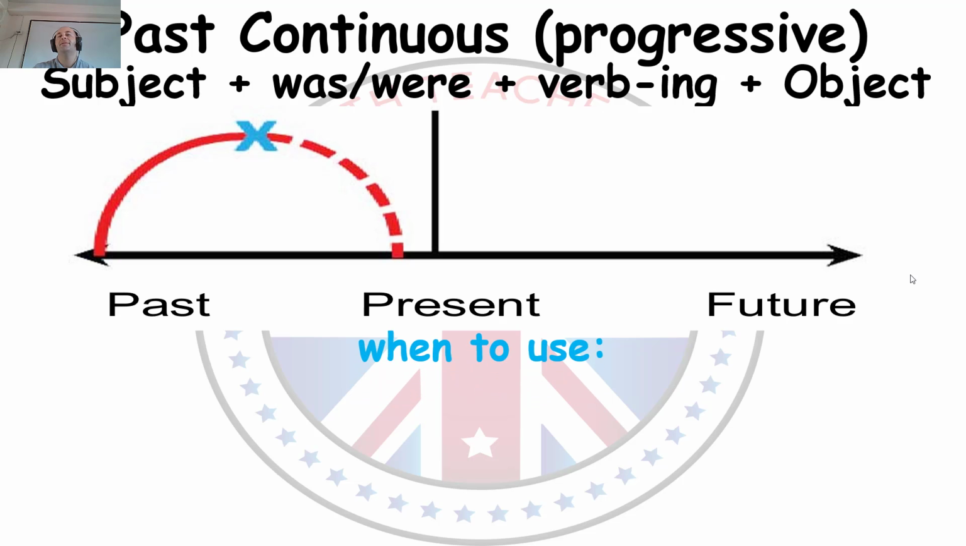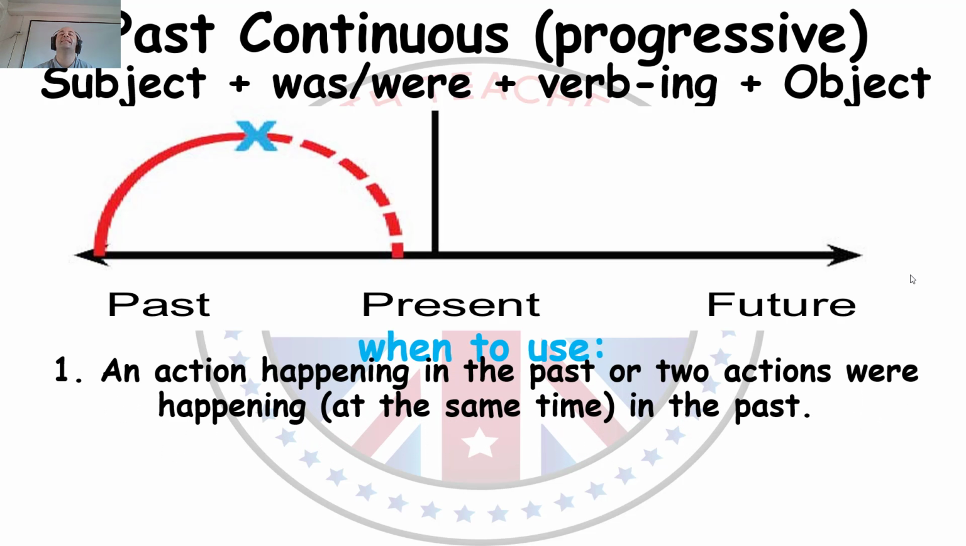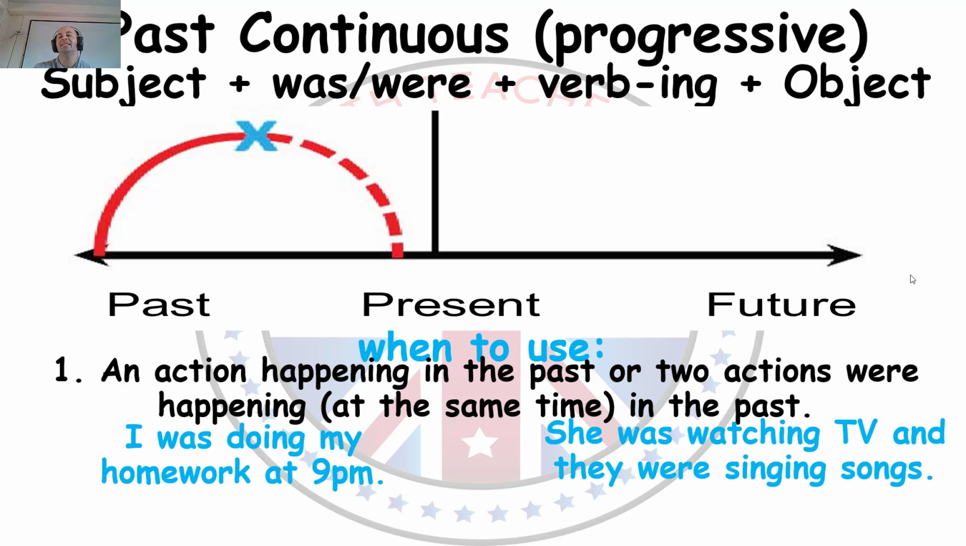And when we would use it, it is an action happening in the past or two actions were happening at the same time in the past, okay? So two things could be happening, all right? So you could say something like, I was doing my homework at 9 p.m., okay? So we could use the time. She was watching TV and they were singing songs. Okay, two actions were happening at the same time, or maybe they interrupt each other, something like this, but they were continuous. They were going over a period of time, okay?